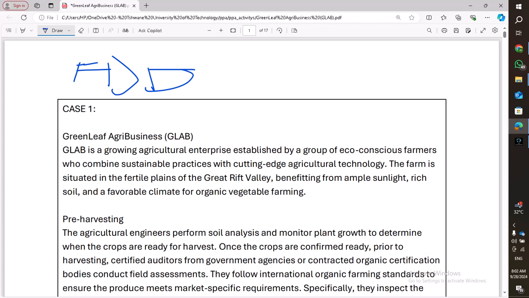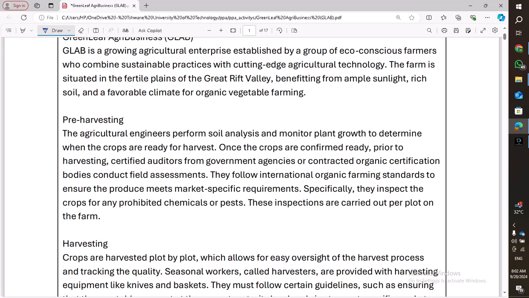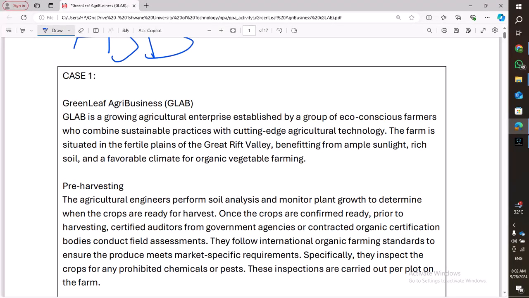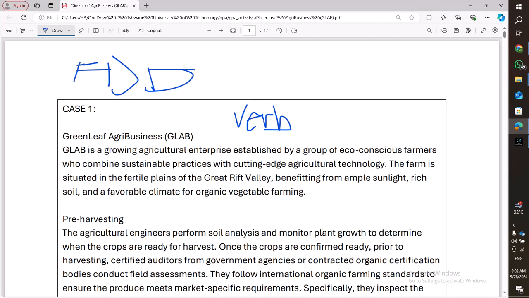First, the document has 14 pages, with questions and case studies. First, we'll read case one, and also find the functions. How can we find the functions? First, we look for what is doing this, which is a verb. So in the FDD diagram, we'll look for a verb.